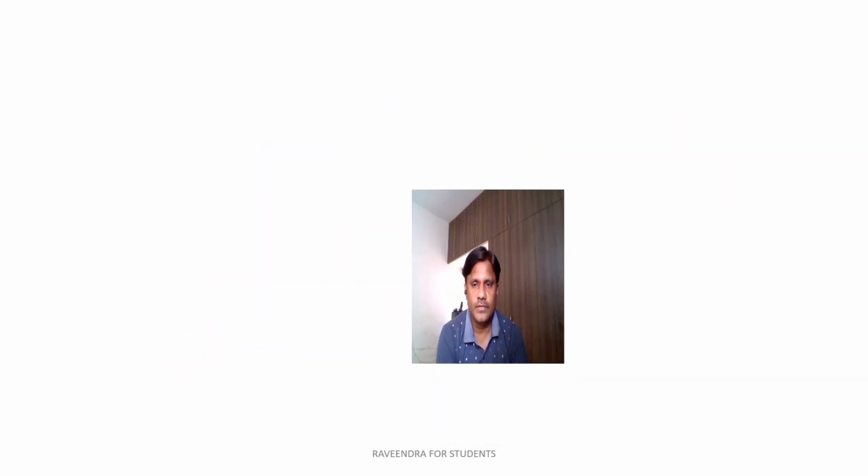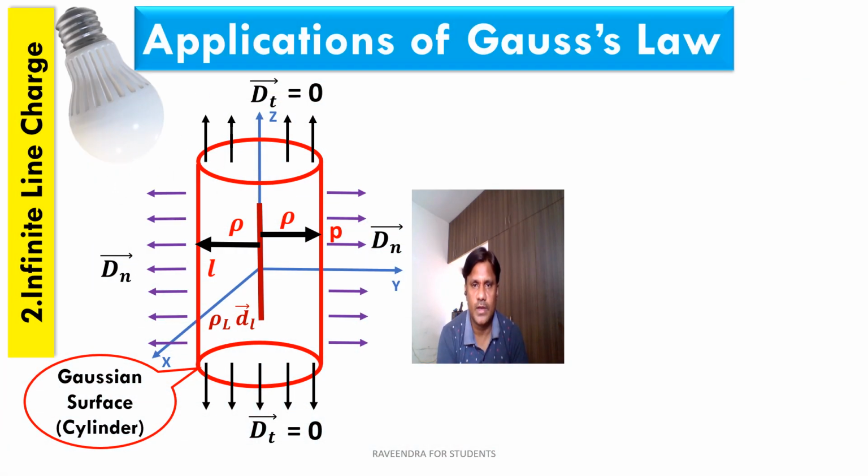Once we identified the Gaussian surface for the given charge distribution, the problem was almost over. Now what remains is to apply the Gauss law for the portions where D bar is normal. So here the D bar is normal in which directions? Along the rectangular portion of the cylinder only. For the top and bottom surfaces it is 0. Now we are applying the Gauss law for the rectangular portion.